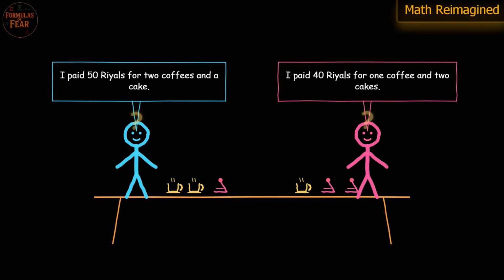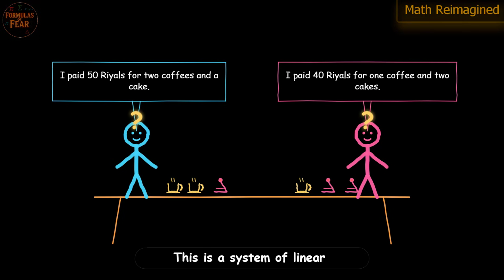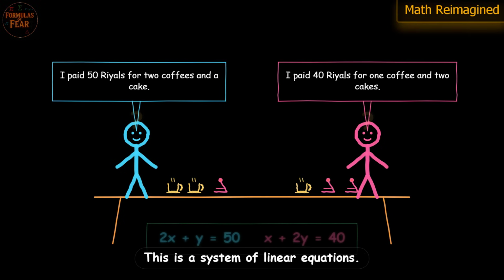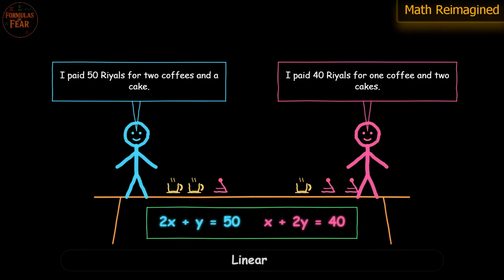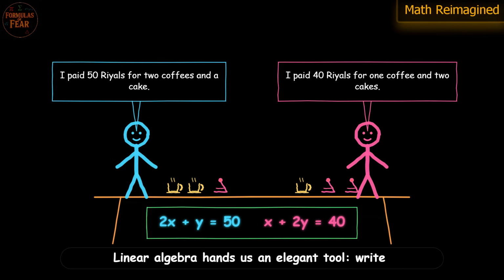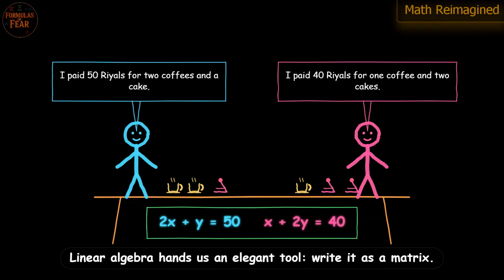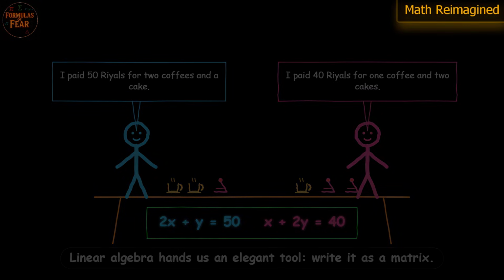This is an ordinary daily problem, but at its core, it is a system of linear equations, 2 unknowns and 2 equations. Linear algebra gives us an elegant solving tool. We write the 2 equations as a matrix, the unknown vector as a column, and the known numbers as another column. Then we ask, what inverse matrix will return the 2 unknowns to us?